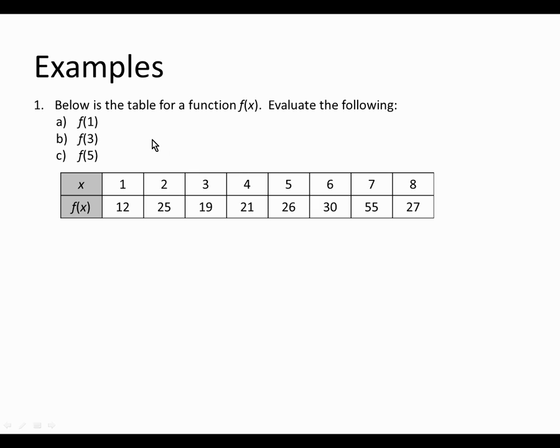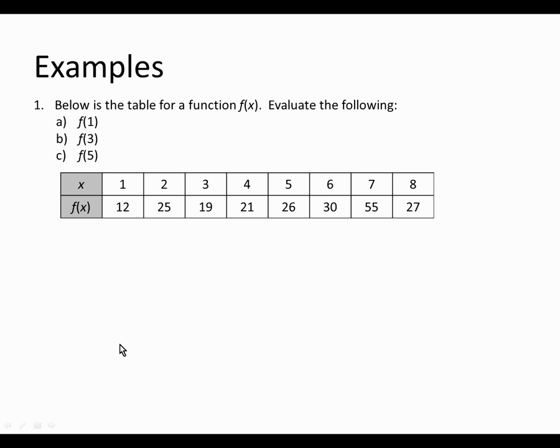Our first one says, below is the table for a function f of x. We're going to evaluate the following: f of 1, f of 3, and f of 5. So here are my x values. Here are my f of x values. Notice the x values just go 1, 2, 3, 4, 5, 6, 7, 8, and the corresponding function values are given right there. Now sometimes instead of horizontal rows like this, I might have a vertical table of values. The horizontal just takes up less space. That's the only reason I gave it horizontally.